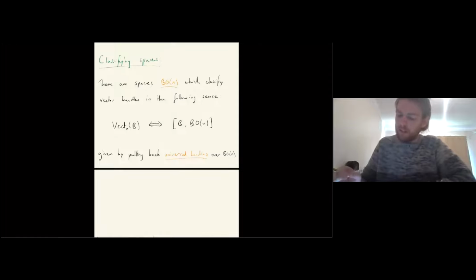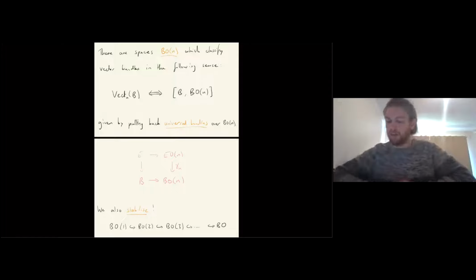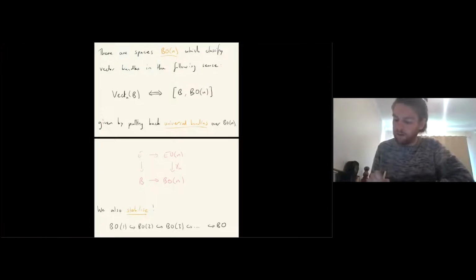Specifically, the way that we get this correspondence is if we have a map from B to BO(n), well, over every classifying space there's this universal bundle, gamma n, and there's a construction that you can do with vector bundles where you pull back. So you just get a vector bundle over B by pulling back the universal bundle by this classifying map.